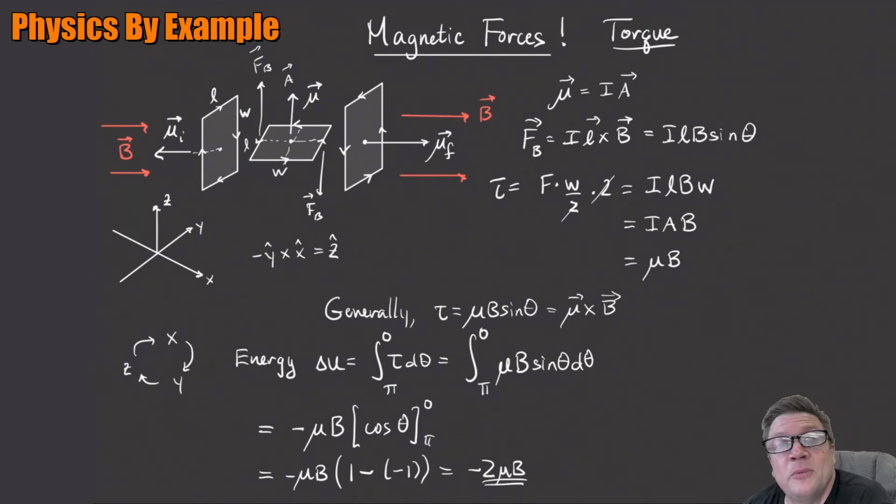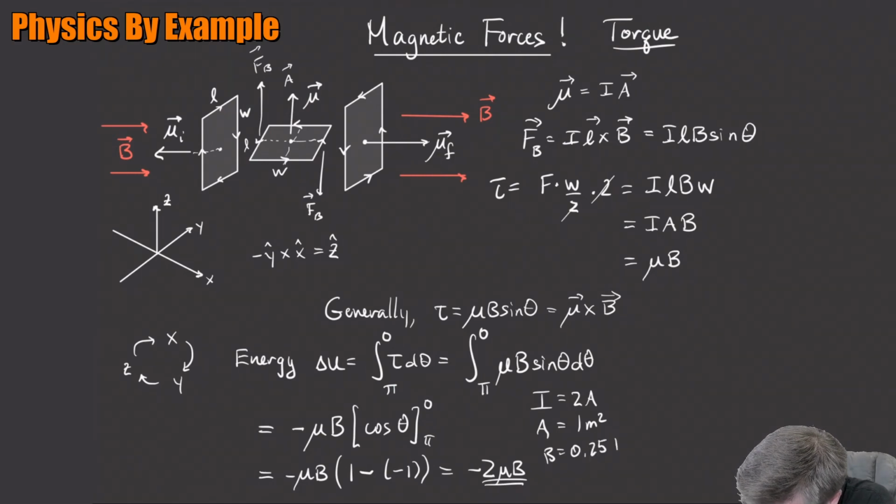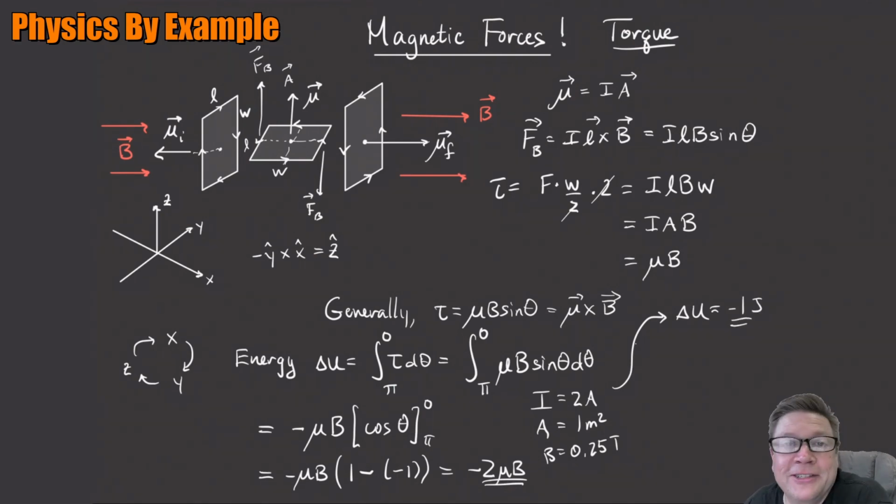And so just for kicks, let's put some numbers in there to see how this works. This is exactly how an electric motor works. Let's have easy numbers. Let's say I is 2. The area of this thing is, I don't know, 1 square meter. We'll just make up easy numbers. Let's say B is a quarter of a Tesla. So if you put those in, the change in potential energy would be 2 times a quarter, so minus 1 joule. Well, I made that really easy, didn't I?